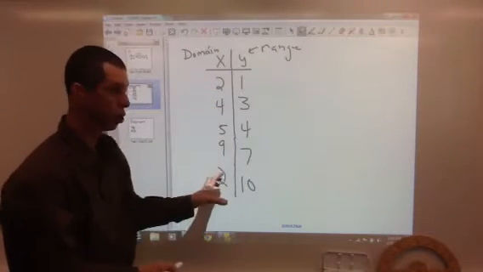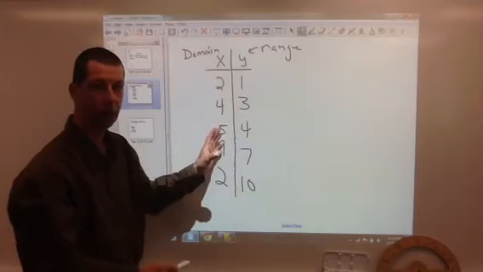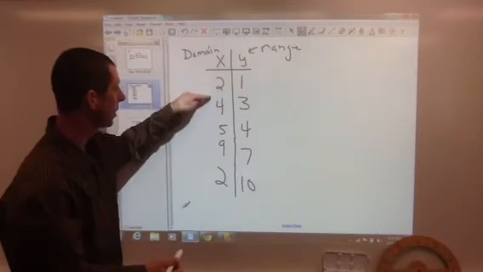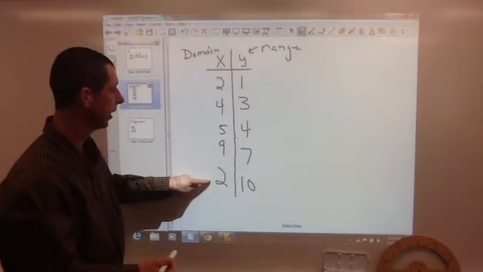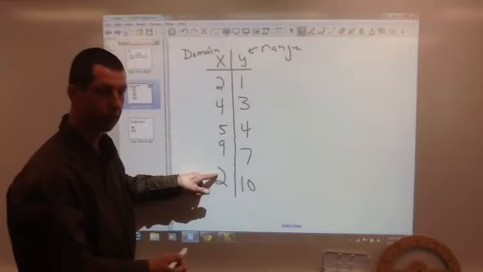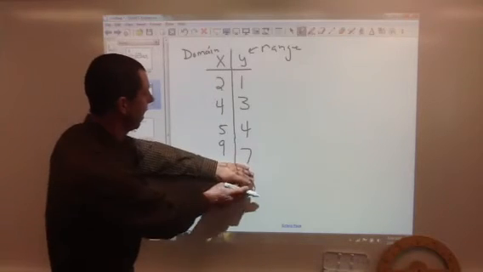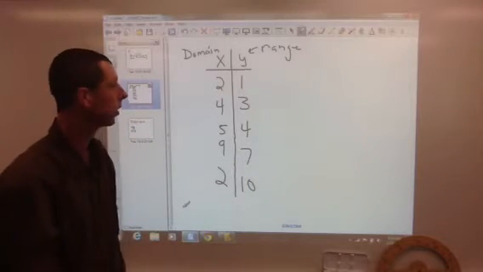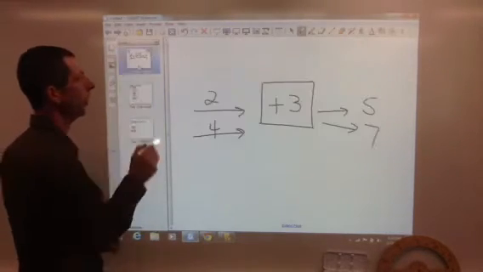So if you have a chart with x and y values, a fast way to determine if it's a function or not is look and see if there's any numbers that repeat. If there is, it is not a function. So in this case here, not a function. If we covered that up like we had earlier, then yes, it is a function. Okay? This might help a little bit better.